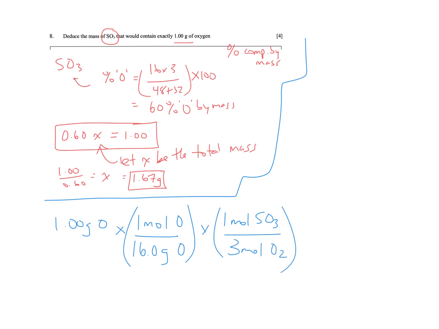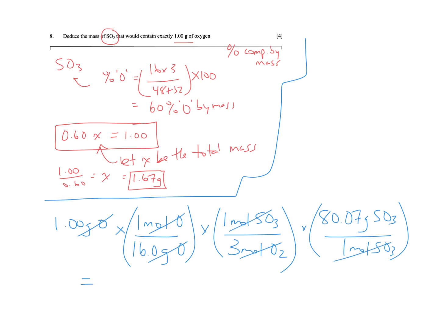Okay, so now our unit went from moles of oxygen to moles of SO3. And then, what mass is that of SO3? Well, we know there's 80 grams of SO3 in every mole of SO3. So again, this is using the molar mass. If we do that, we cancel out moles, and our final result, if you do all that calculation, is going to be 1.67, and our final unit is going to be grams of SO3.